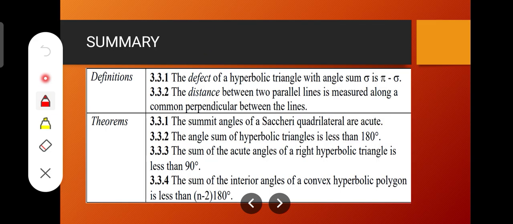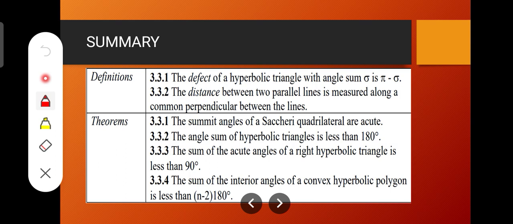Now let's proceed to the summary. Definition 3.3.1, the defect of a hyperbolic triangle with angle sum sigma is pi minus sigma. Definition 3.3.2, the distance between two parallel lines is measured along a common perpendicular between the lines. When we talk about parallel lines, these are lines that do not intersect, like this example. For two parallel lines, the distance, how far or how near they are, is measured through the common perpendicular between the lines.